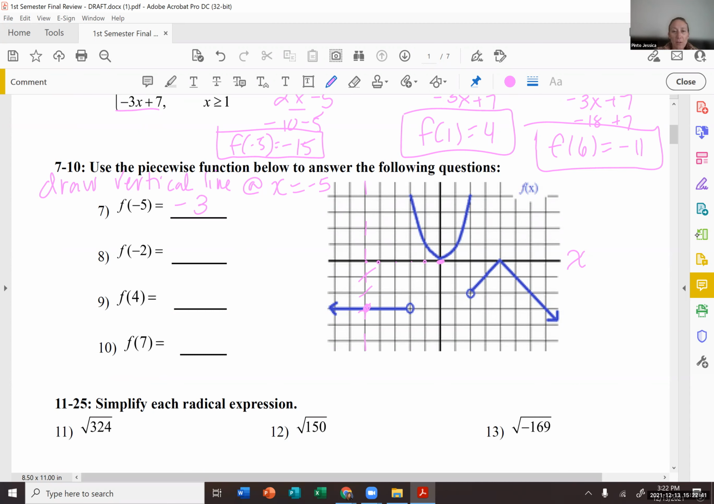When we go to -2, I draw my vertical line. This is an open circle here. We never use the open circle as our answer. So my answer is up here where it hits at 1, 2, 3, 4. For f of 4, oh, sweet. It's right here. So the y value there is 0. And then for f of 7, -2. I love those. Those were fun.